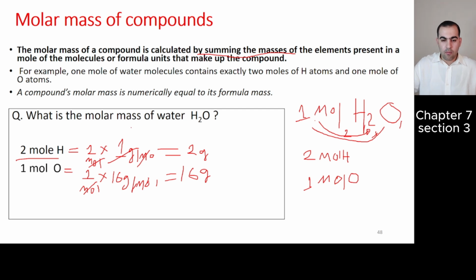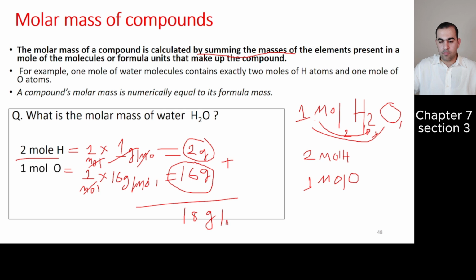So the total molar mass of H2O equals the sum of the masses of the elements in 1 mole of the molecule. In 1 mole of H2O, we have 2 gram of hydrogen and 16 gram of oxygen. These two all together, 2 plus 16, 18 what? Gram per mole. Because this 18 gram is the molar mass of water in 1 mole of H2O. The molar mass of H2O equals 18 gram per mole.